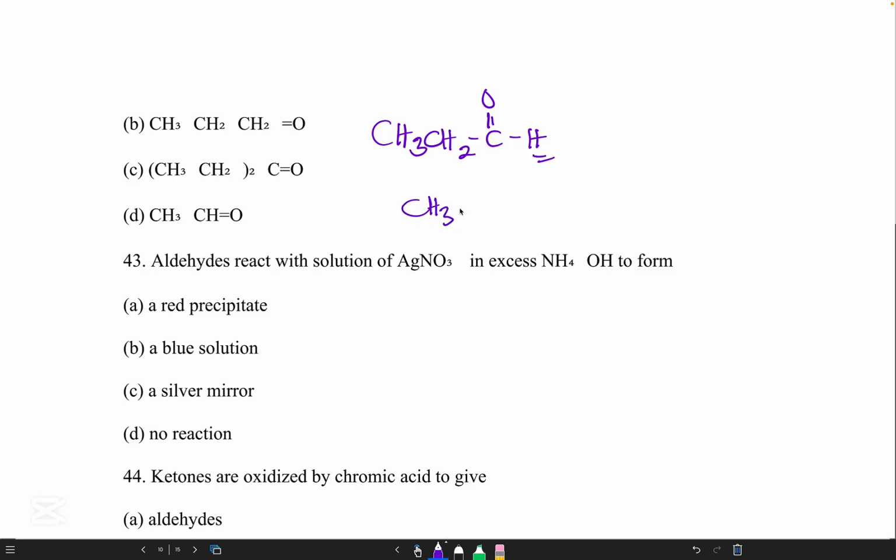Then you have the next one, CH3, CH2, bracket 2, CO. This one will still not give the correct answer, because if you arrange this one out, it's going to give us C double bond O here, with CH3, CH2, CH2, CH3. It cannot give you a methyl ketone. All right. Now let's come to the last one.